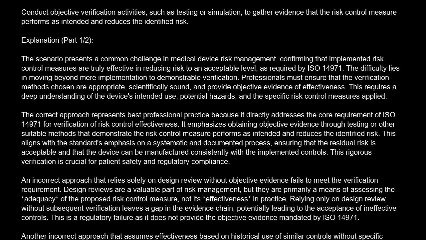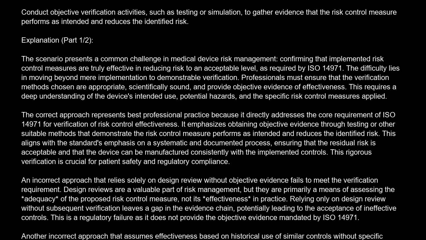The correct approach represents best professional practice because it directly addresses the core requirement of ISO 14971 for verification of risk control effectiveness. It emphasizes obtaining objective evidence through testing or other suitable methods that demonstrate the risk control measure performs as intended and reduces the identified risk. This aligns with the standard's emphasis on a systematic and documented process, ensuring that the residual risk is acceptable and that the device can be manufactured consistently with the implemented controls. This rigorous verification is crucial for patient safety and regulatory compliance.